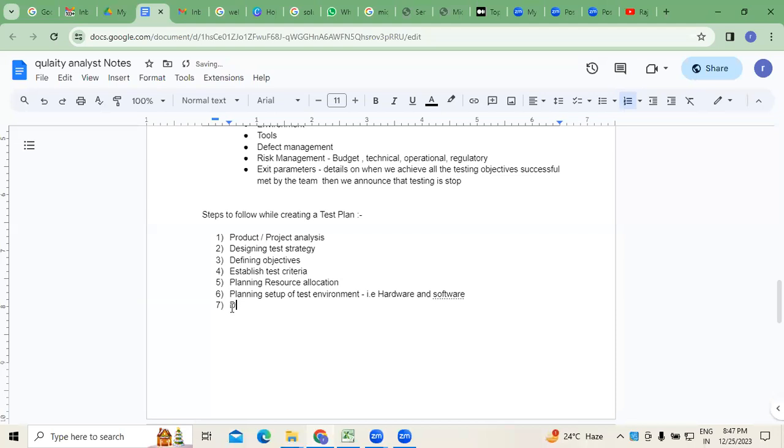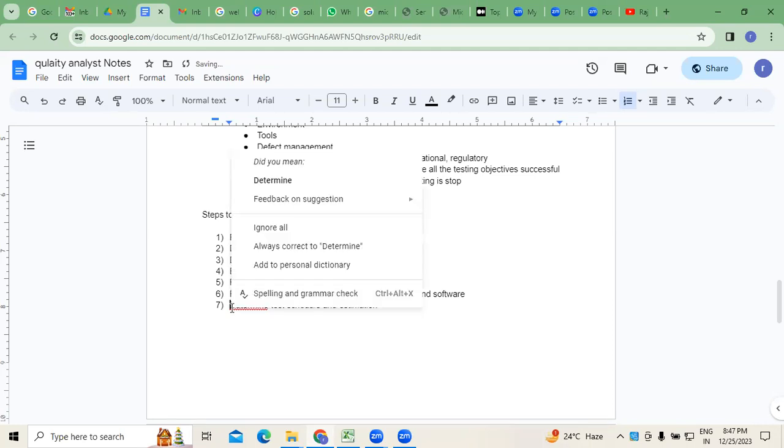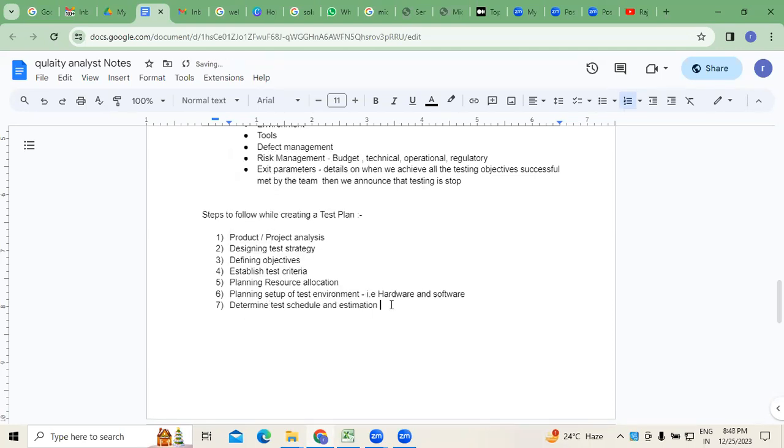Next, we need to determine the test schedule and estimations. This is also required. So determine the test schedule as well as the estimation. This is also one of the key elements. Last but not least, we need to establish the test deliverables. These are the steps which we have to take into consideration whenever we are going to create test planning.